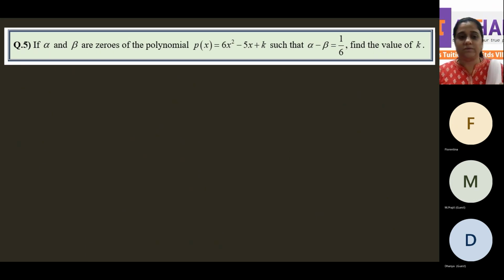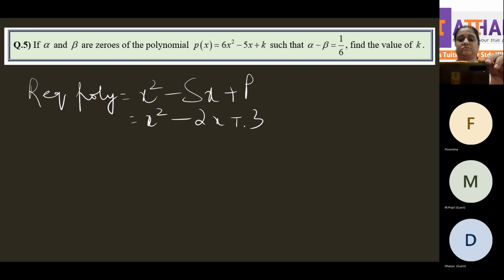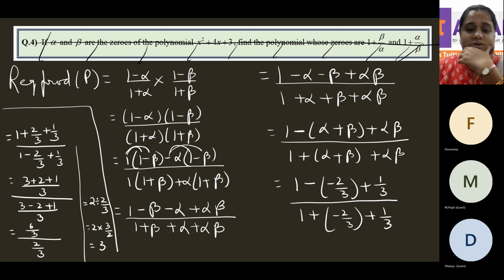So the required polynomial will be x squared minus sx plus p, x squared minus 2x plus 3. Correct? Very good. Online students, I've sent the complete working in the group, on WhatsApp.